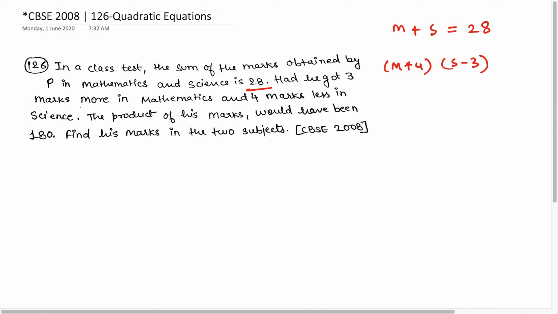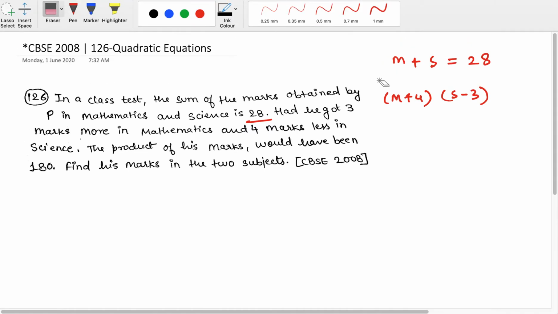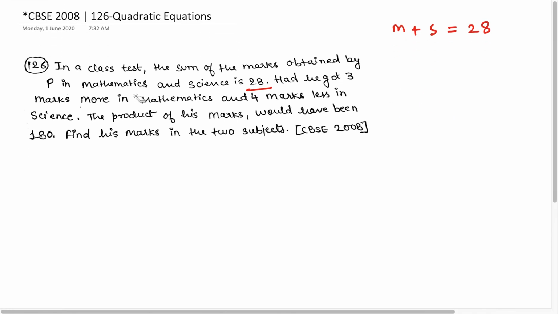I'm sorry, I've written the condition slightly incorrectly. So I'll just get rid of this. The question says, if he got 3 marks more in maths and 4 marks less in science, the product will be equal to 180. That is, 3 marks more in maths multiplied by 4 marks less in science, the product will be 180. Now this is our equation 1 or condition 1 and this is our condition 2. And this is what we have to solve.